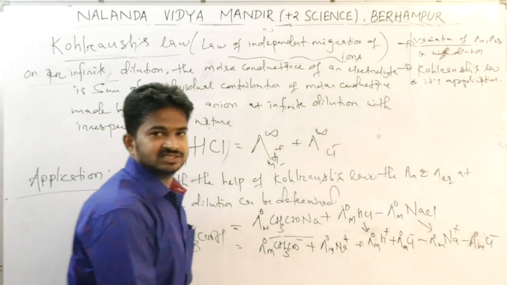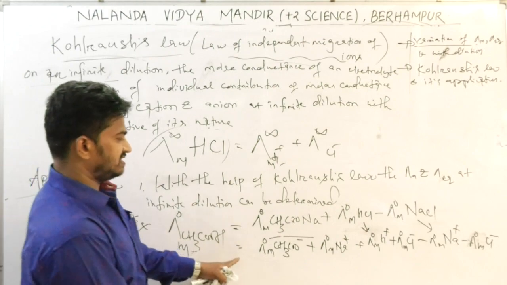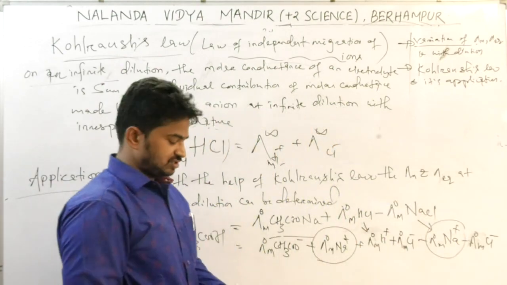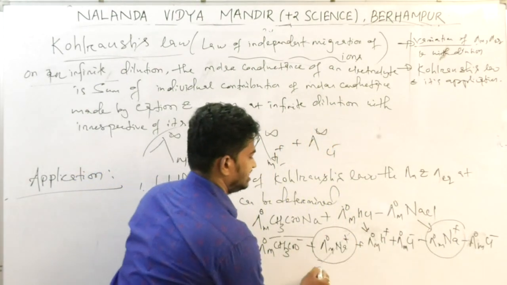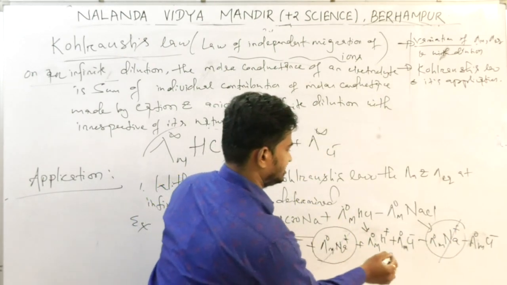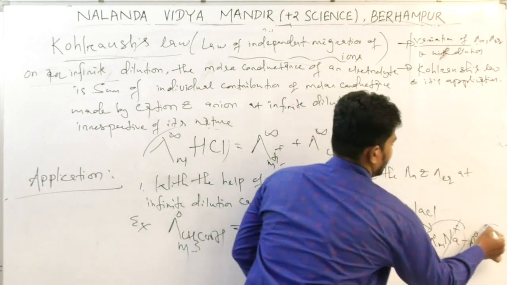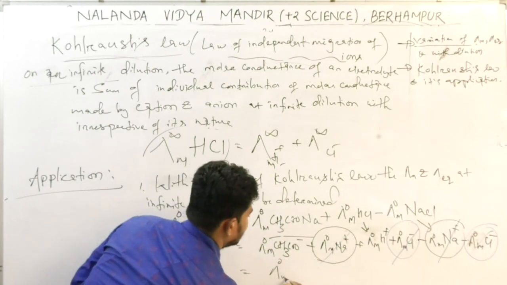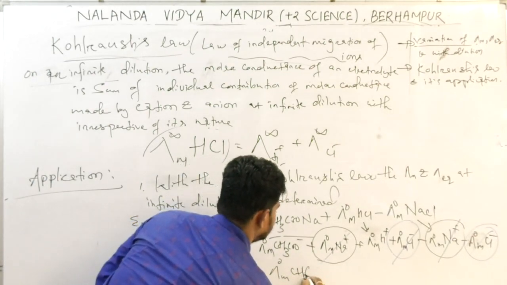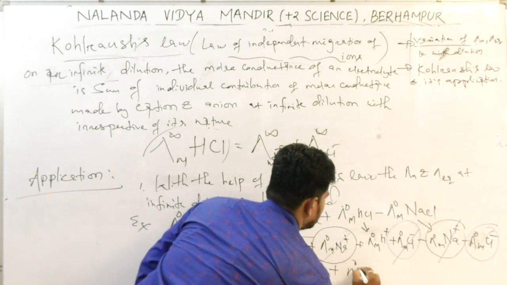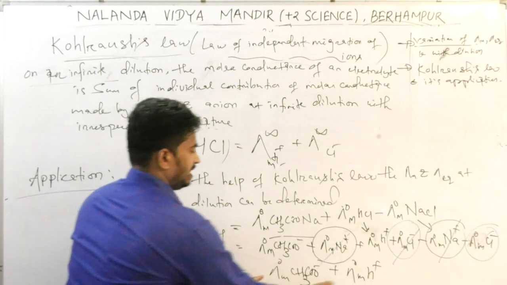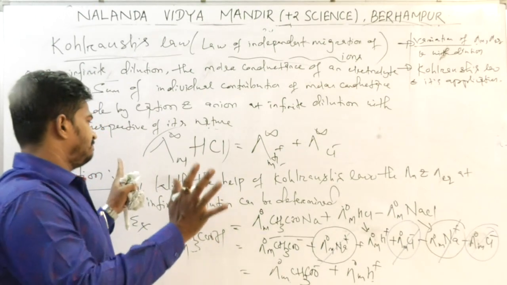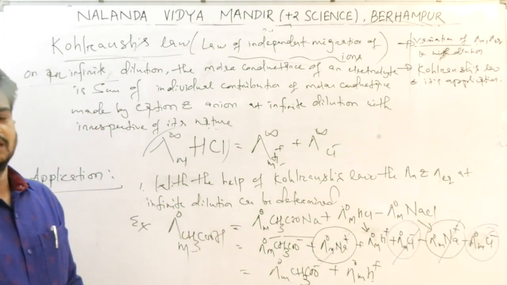By cancelling out plus and minus, sodium plus and sodium minus cancel, and Cl minus plus Cl minus minus Cl minus cancels. What ions remain? The molar conductance of the acetate ion CH3COO minus plus the molar conductance of H plus. By combining these two, we get the limiting molar conductance of acetic acid. This is the first application of Kohlrausch law.